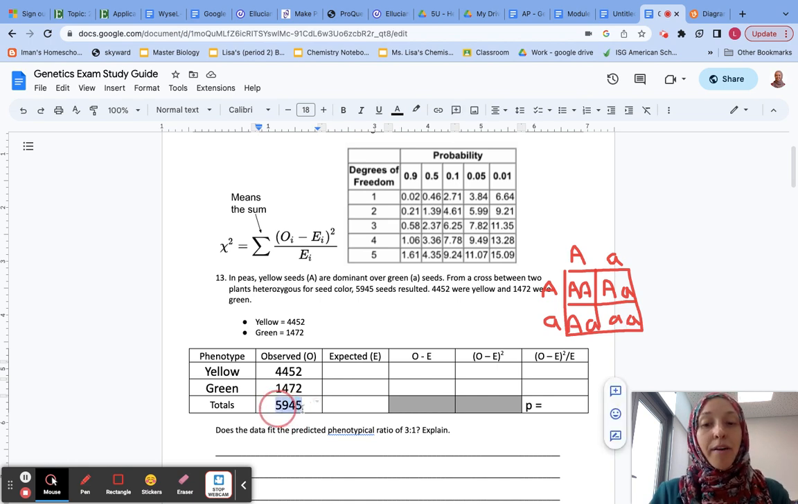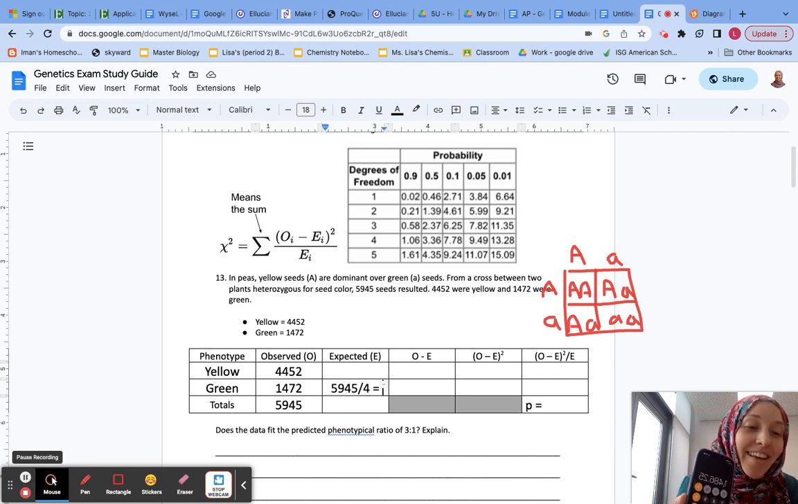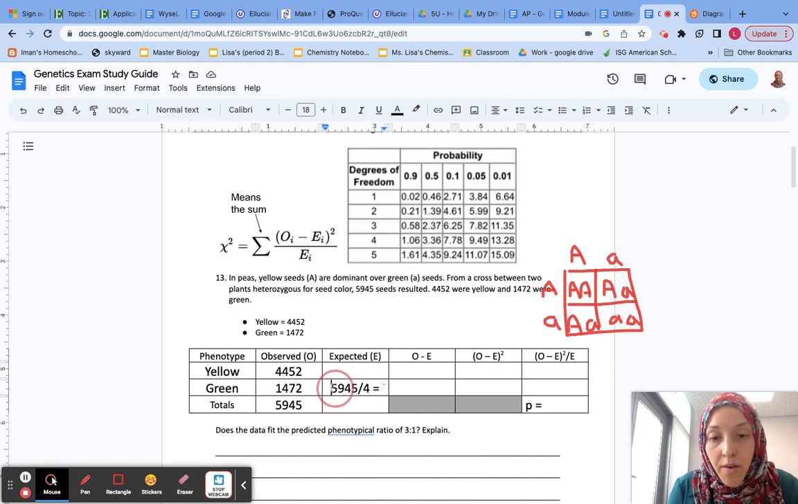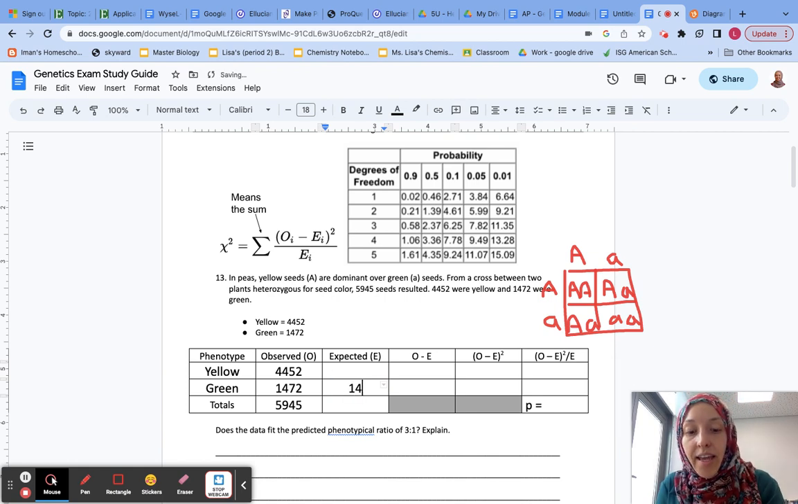So what I'm going to do is take my total that I have, and divide it by 4, because I know that 1/4 of this number must be green for my expected. Okay, so I'm going to plug it into my calculator. And actually, Miss Lisa made a mistake because I got a decimal. But I'm going to round this to the nearest whole individual. So my expected will be 1,486. 1,486 is basically 1/4 of my total. And then if I want 3/4, I can just multiply that by 3.